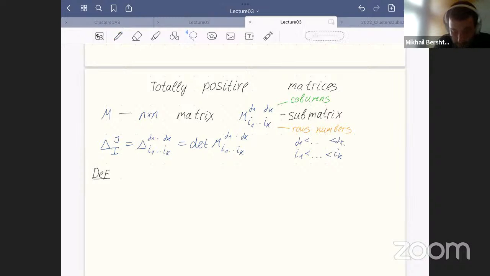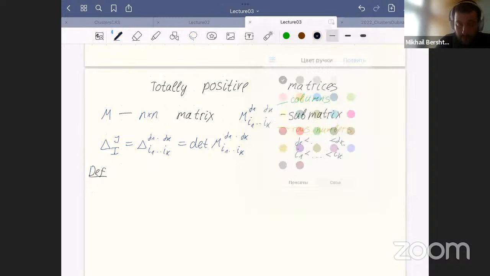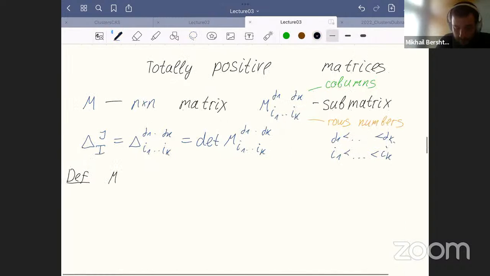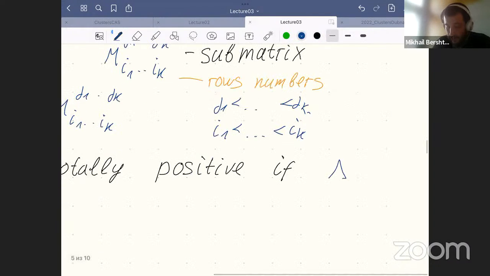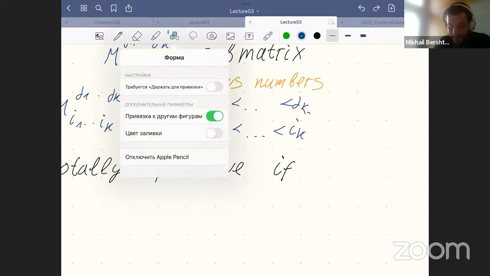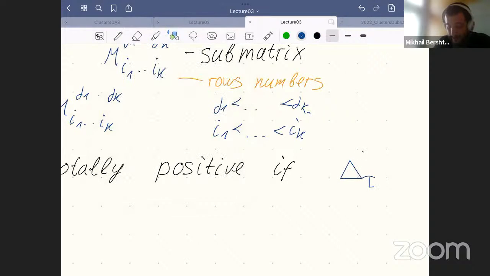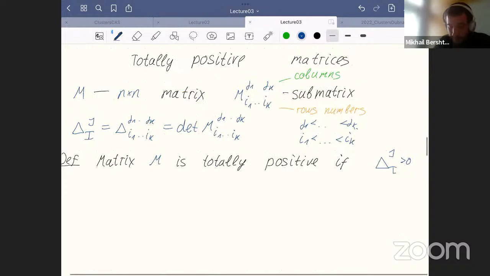Okay, definition. A matrix M is called totally positive if Δ_{I,J} is greater than 0 for any subsets I and J of the same cardinality.